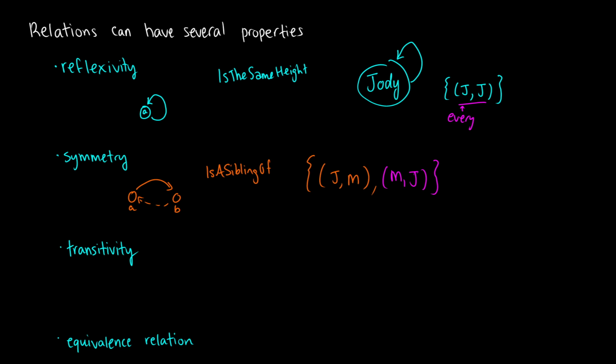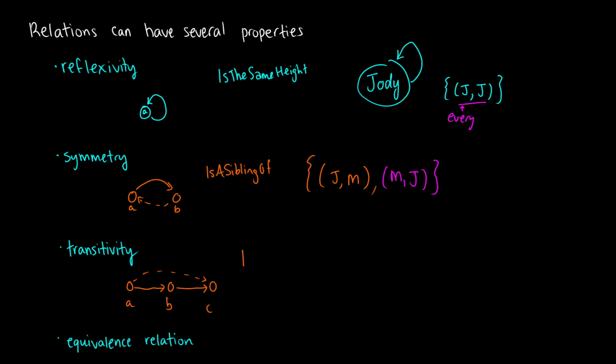Transitivity is a little bit more interesting. This is when we have three objects, A, B, and C. And suppose A is related to B, and B is related to C. What transitivity says is if A is related to B and B is related to C, then A is also related to C directly. So it's kind of like taking a shortcut.